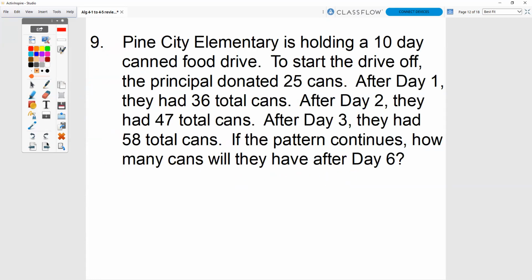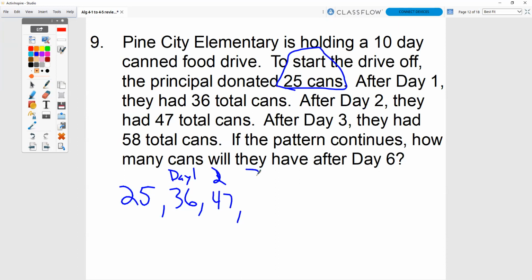In question number 9, Pine City Elementary is holding a 10-day canned food drive. To start off the drive, the principal donated 25 cans. So you're starting with 25 cans. After day 1, they had 36 total cans. After day 2, they have 47 cans. After day 3, they have 58 cans. If the pattern continues, how many cans will they have after day 6?